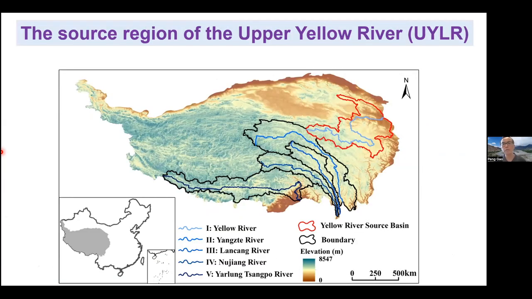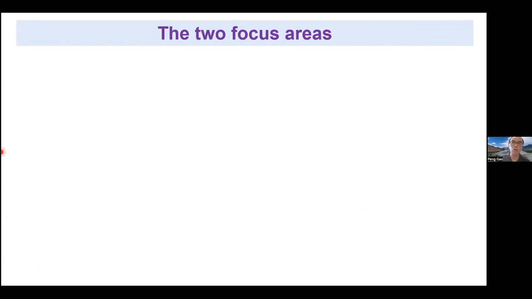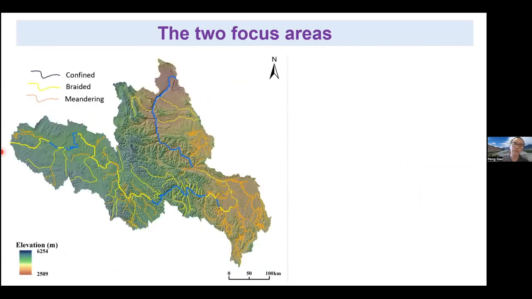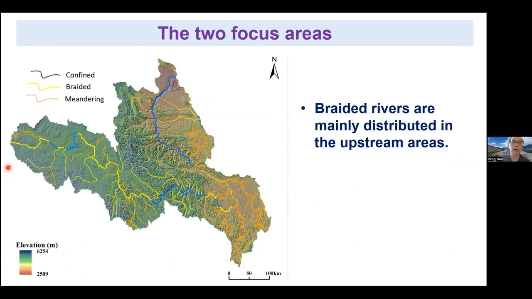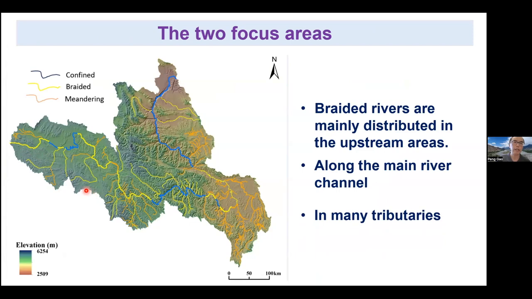So next, what I'm going to do is that I will introduce you some example braided river systems within each of this big south area watershed. The first one is the Upper Yellow River. Within this river, as you can see from this picture, there are braided rivers distributed all over the places through the watersheds. Most of them are concentrated on the upstream sections, even though you can see some of them are on the main channel sections, and some of them are distributed in the tributaries.